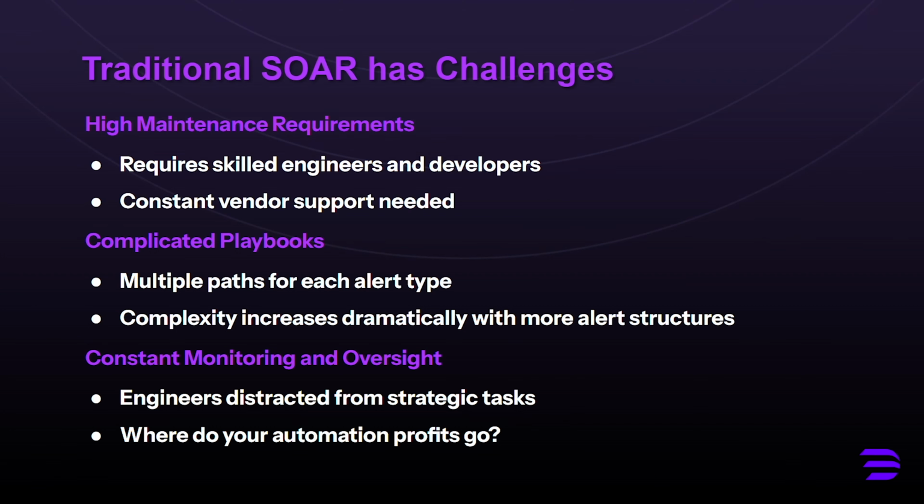They have high maintenance requirements. This means that they require skilled engineers and developers or constant vendor support in order to build playbooks and manage the platform. Second challenge is that playbooks get overly complicated. There are multiple paths for each alert type because each alert has a different structure, and therefore the complexity increases dramatically when you add more alert types, more data sources, and just more different alert structures. And the third is it requires constant monitoring and oversight. So your engineers are distracted from your strategic tasks, and you're left wondering where your profits from automation went.